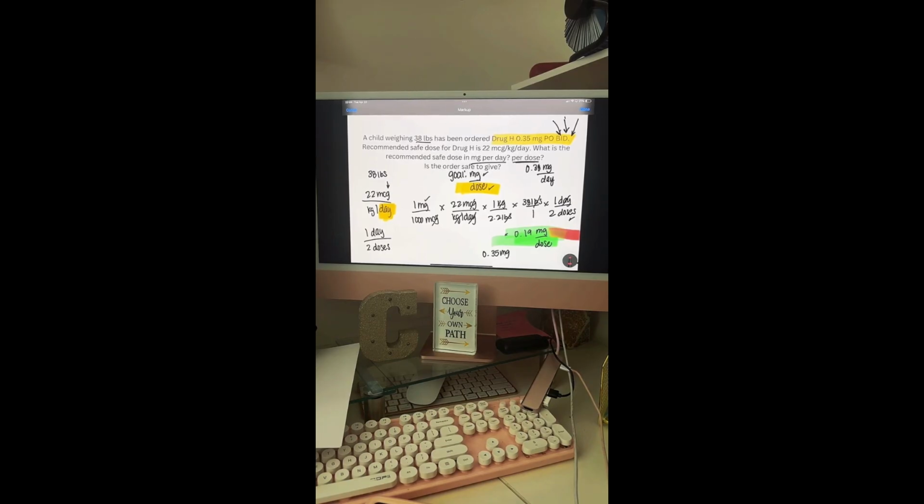It's not safe. So this is somewhere over here, because the most that we could give is 0.19 milligrams in a dose. The most that they can have in the whole day is 0.38. They were trying to basically give that in a dose. Exactly. So you have to pay attention to per dose and per day.